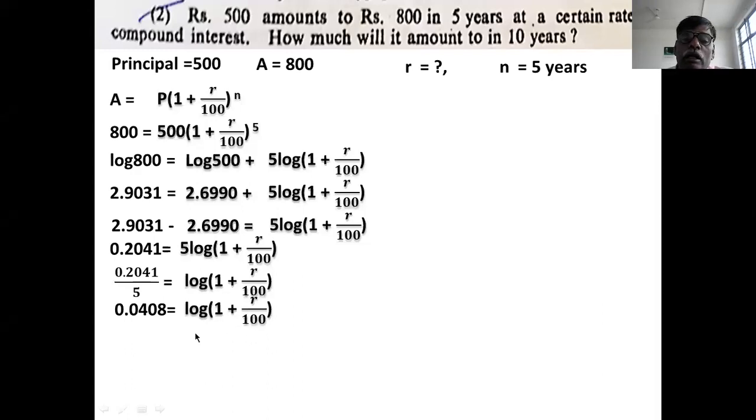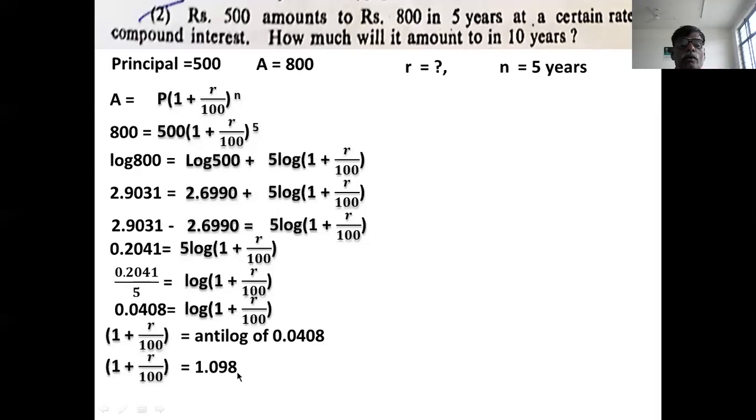So you see the anti-log for this. 1 plus R by 100 is equal to anti-log of 0.0408, which is equal to 1.098. 1.098 is the answer.